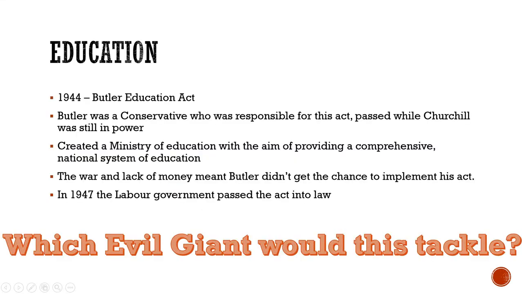So to start with, in 1944, the Butler Education Act came out, okay? Now, Butler was a conservative. He was in Churchill's government, okay? So the act was actually passed while Churchill was still in power because Labour didn't get in until 1945, if you remember from Key Question 6. It created a Ministry of Education with the aim of providing a comprehensive national system of education. So bringing education under a national umbrella and trying to provide it for everybody. But the war and the lack of money meant Butler didn't actually get the chance to implement it. So Labour brought it into law in 1947, okay?